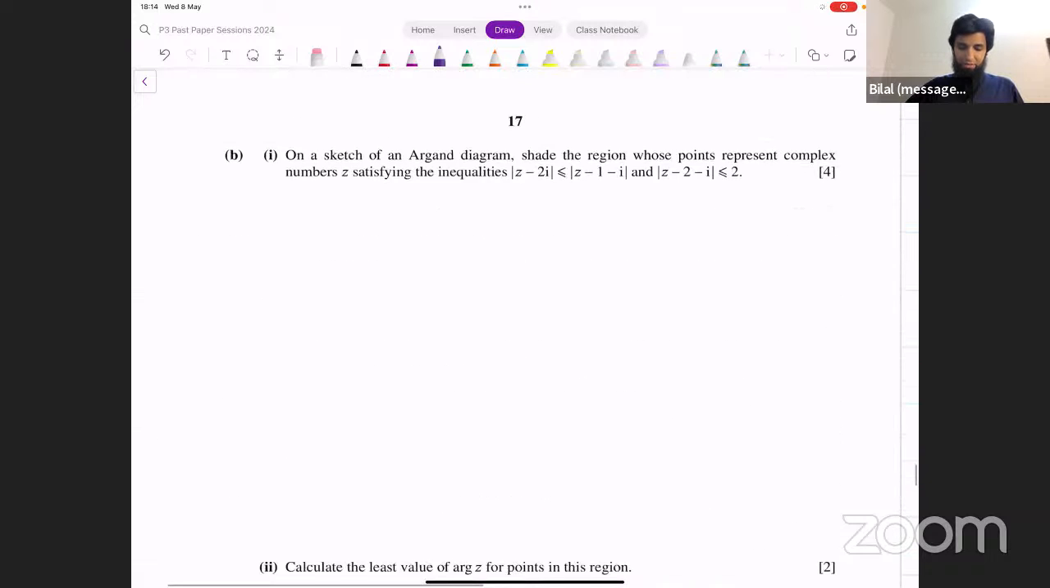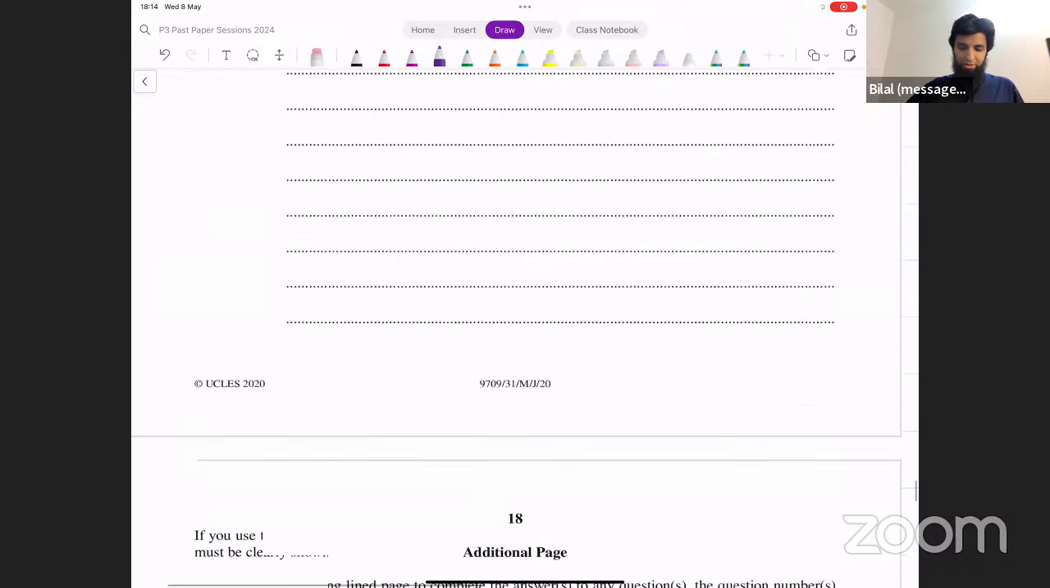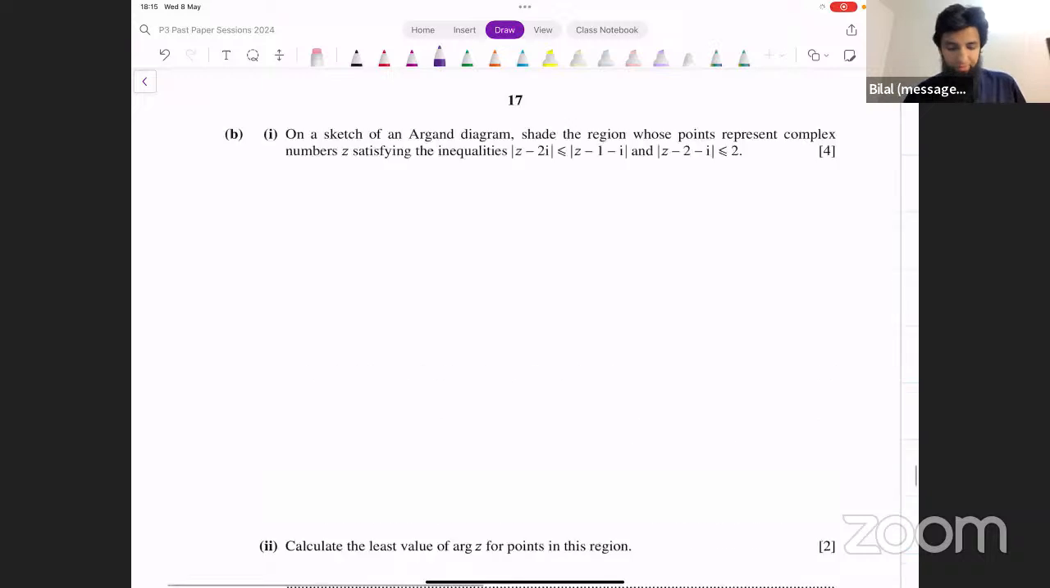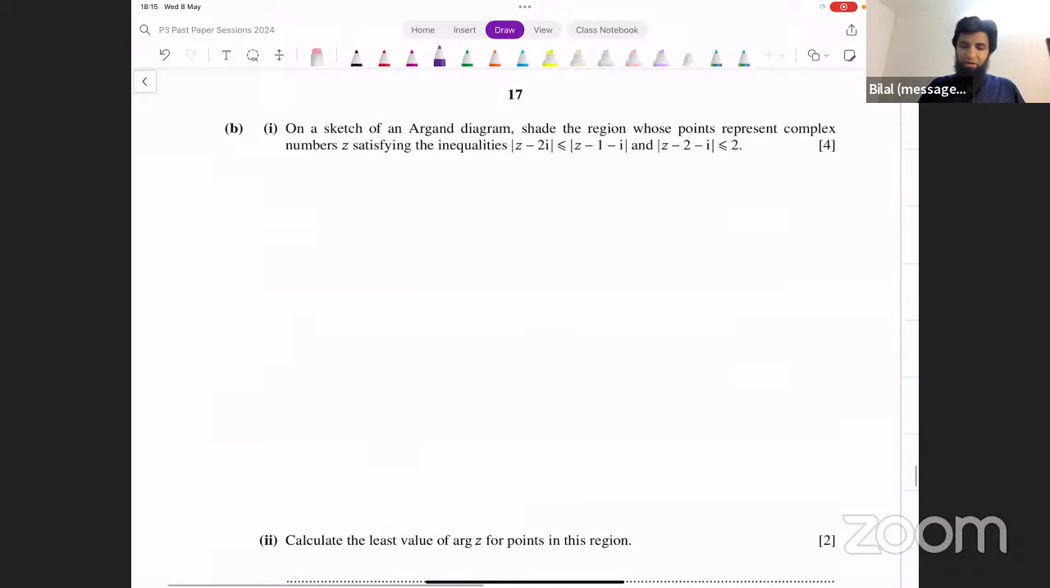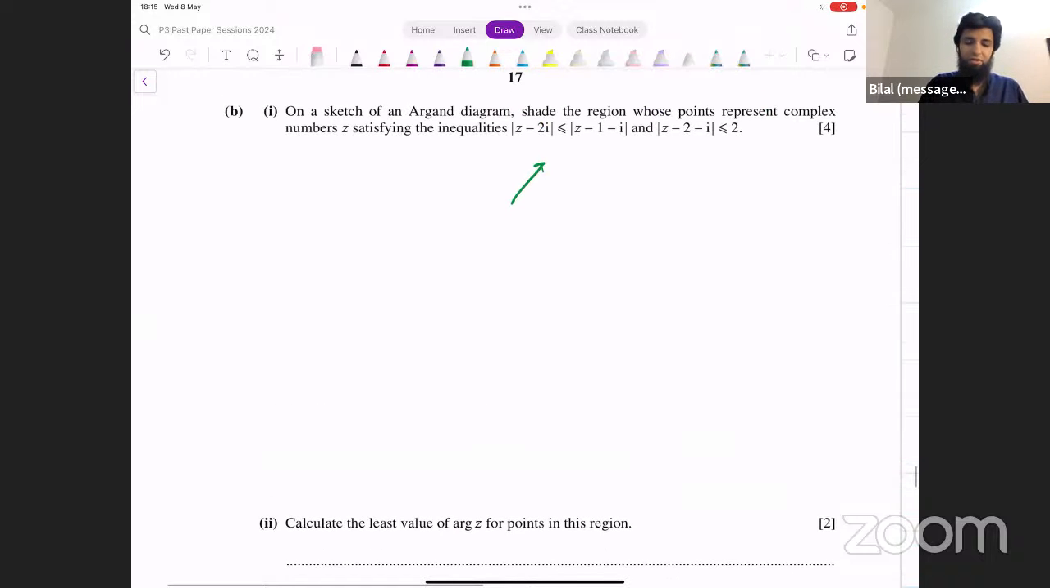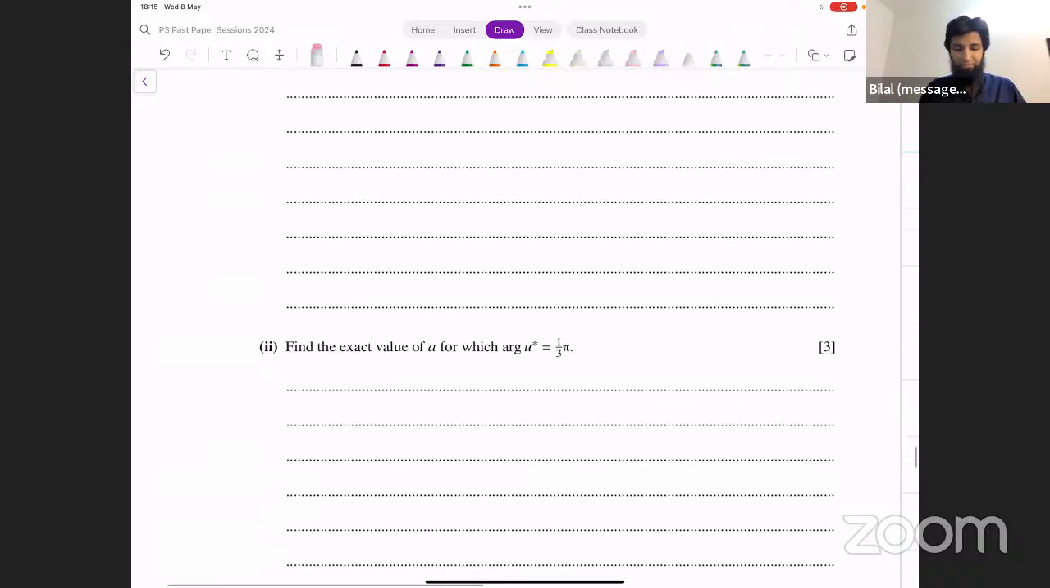Okay, this is question number 10, complex numbers. Let me look at the poll again. Did anyone ask about this? No one? Okay. So we have done these types of questions a lot of times before, but let's actually do this question. It looks slightly tricky.